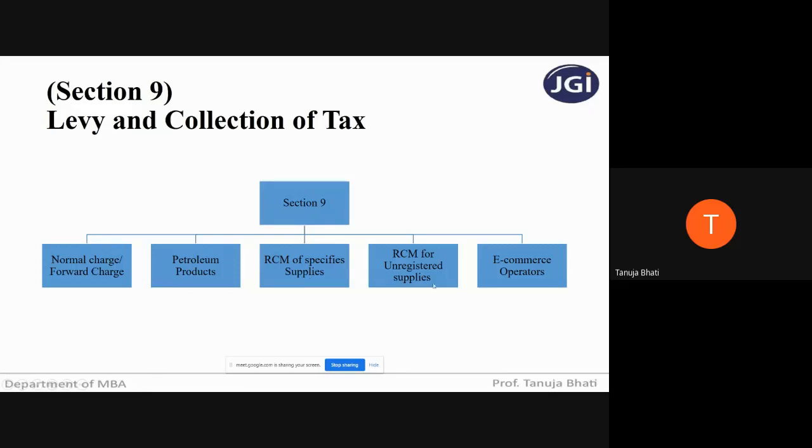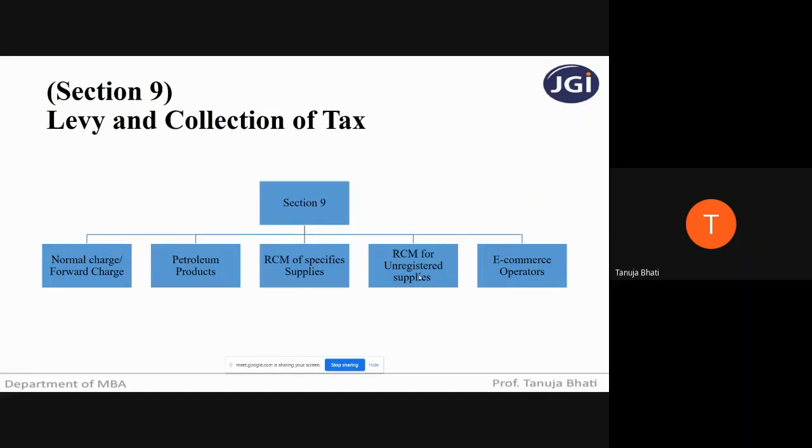RCM for unregistered suppliers: suppose a supplier is unregistered and he is providing certain products to a person who is registered. So here the supplier is unregistered and the recipient is registered. In such a case, the recipient has to pay the tax to the government.